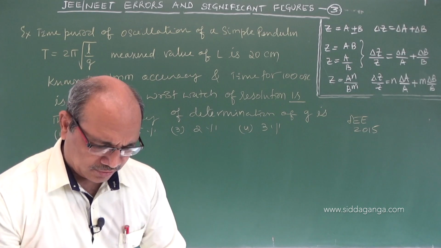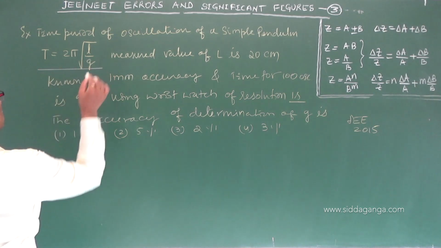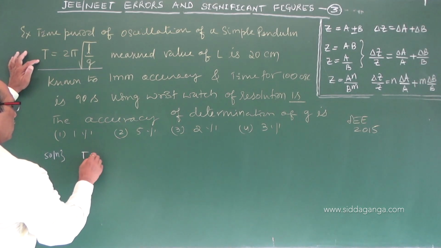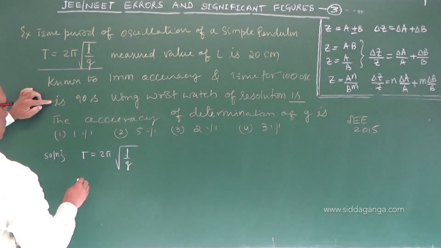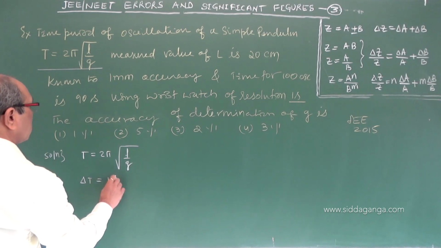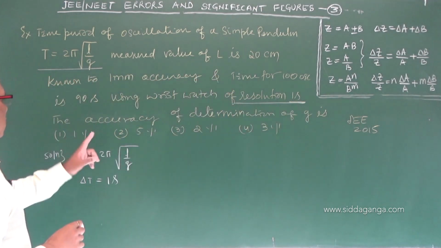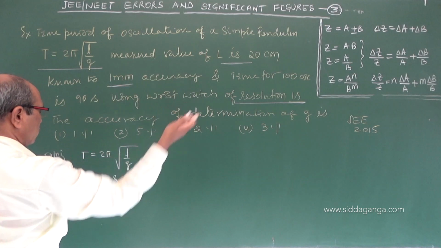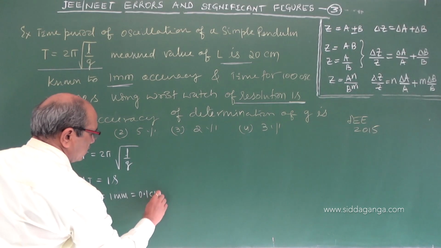So you are asking about this. First you think what data is given. It is an oscillation of a simple pendulum, T equal to 2 pi root L by g. For time measurement they gave the least count, that is delta T as 1 second, for 90 oscillations. Similarly, in measuring this 20 centimeter, the resolution is 1 millimeter. You have to convert into centimeter. Delta L is 1 millimeter, which is 0.1 centimeter.